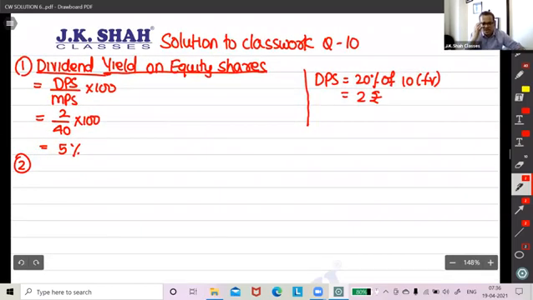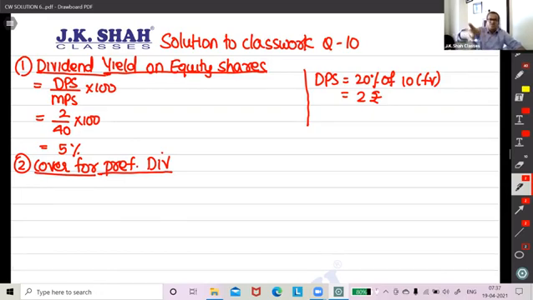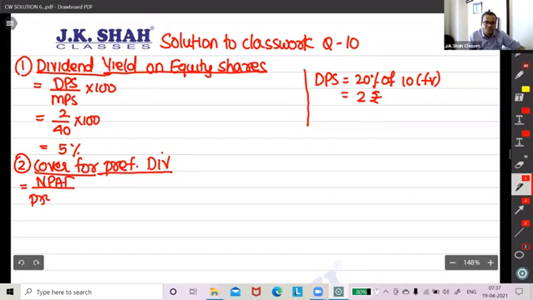Okay, let's go with the next one. Cover for preference dividend and cover for equity dividend. Though asked in one common question, you have to find it separately. When it comes to cover for preference dividend, apply your logic, though we have written the ratio just now. The logic is very simple. From which profit do we pay preference dividend? From NPAT. So NPAT divided by preference dividend. In case we don't have the preference dividend, we'll calculate it over here. It is a good habit to show the workings side by side.